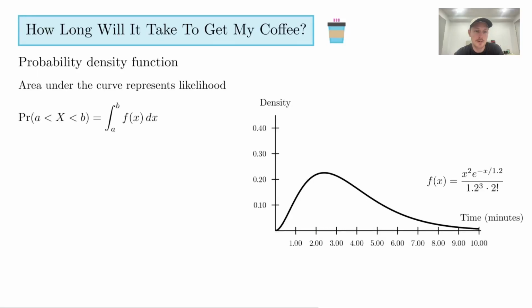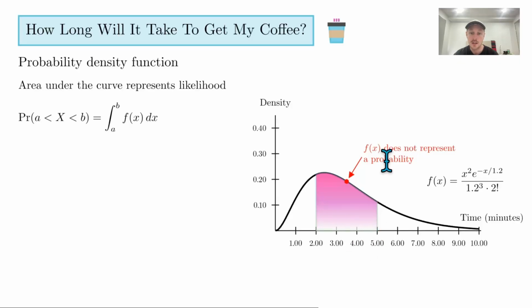Now, this is where it gets a bit tricky and a bit mathsy. To find an area underneath the curve, you take the integral from some point A to some point B of that function. Let's look at what that looks like. This pink area underneath here would represent the likelihood. So the area under here would be the likelihood that I get the coffee between 2 minutes and 5 minutes.